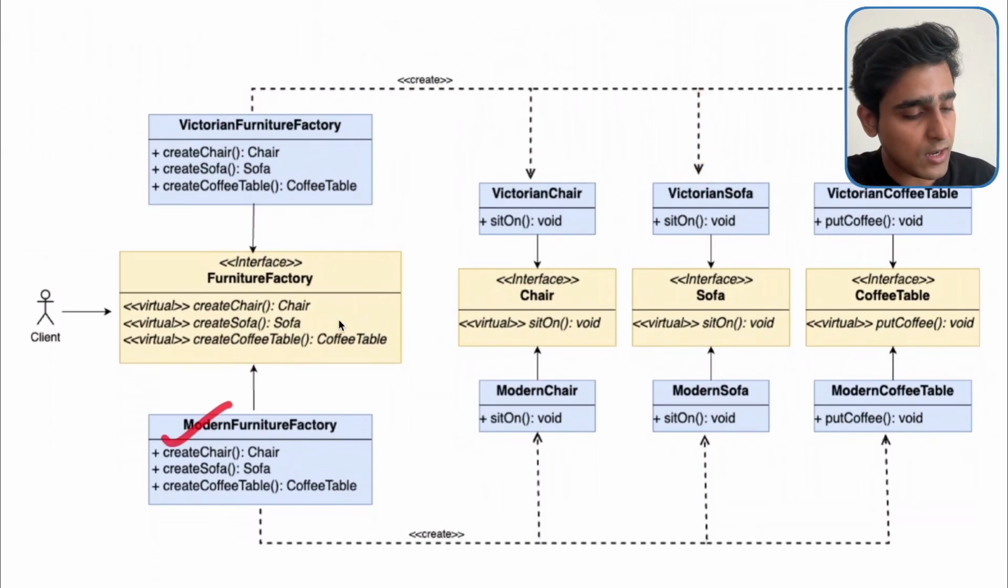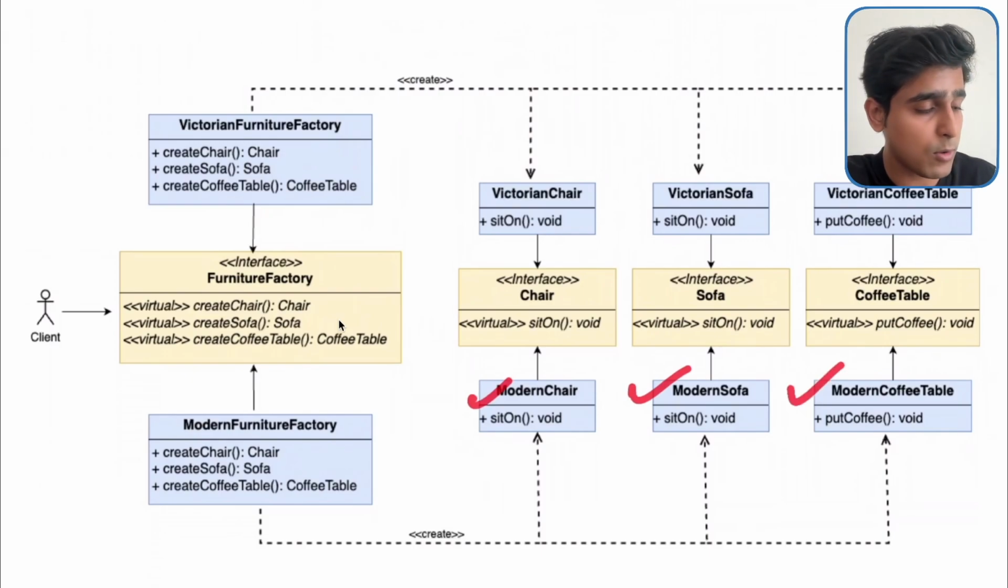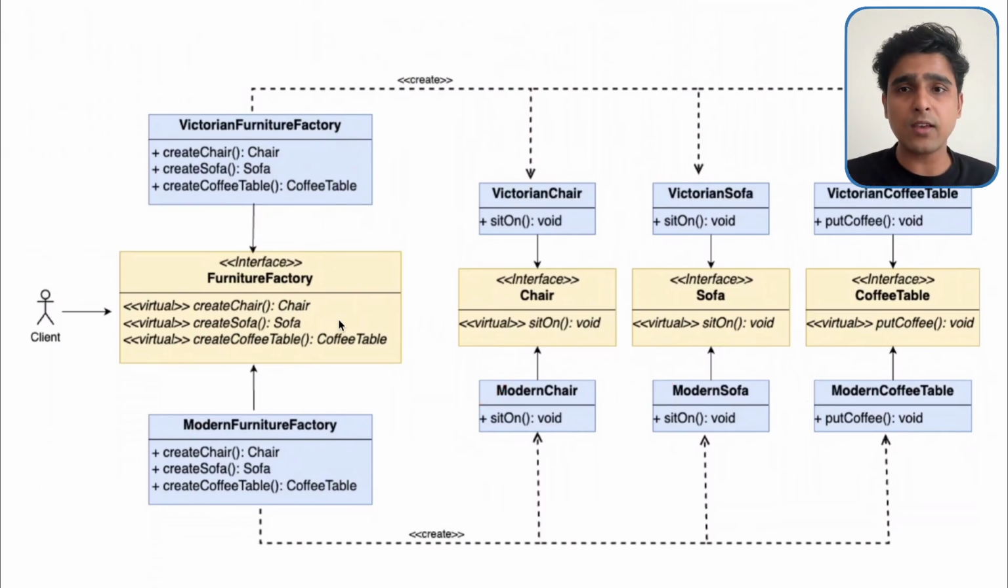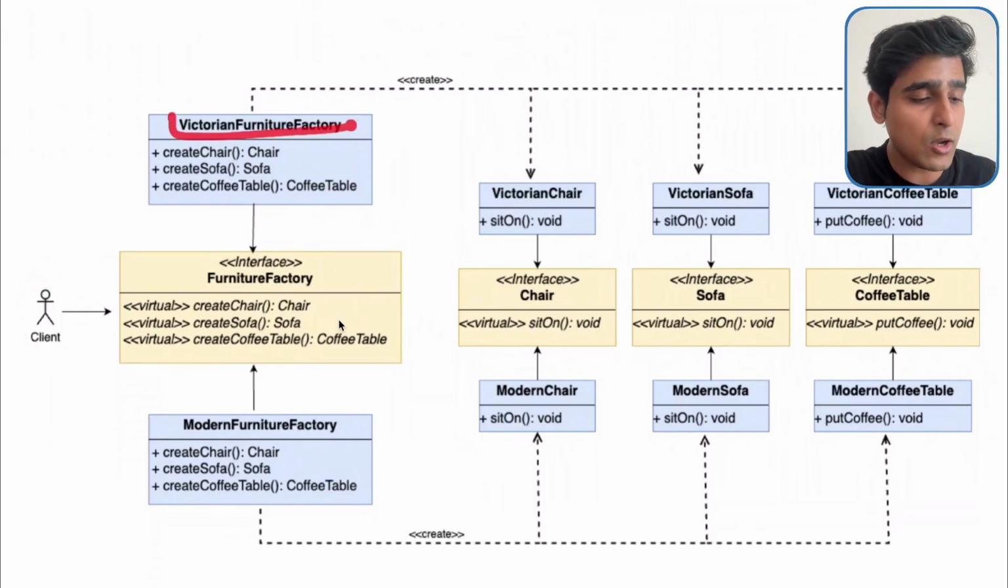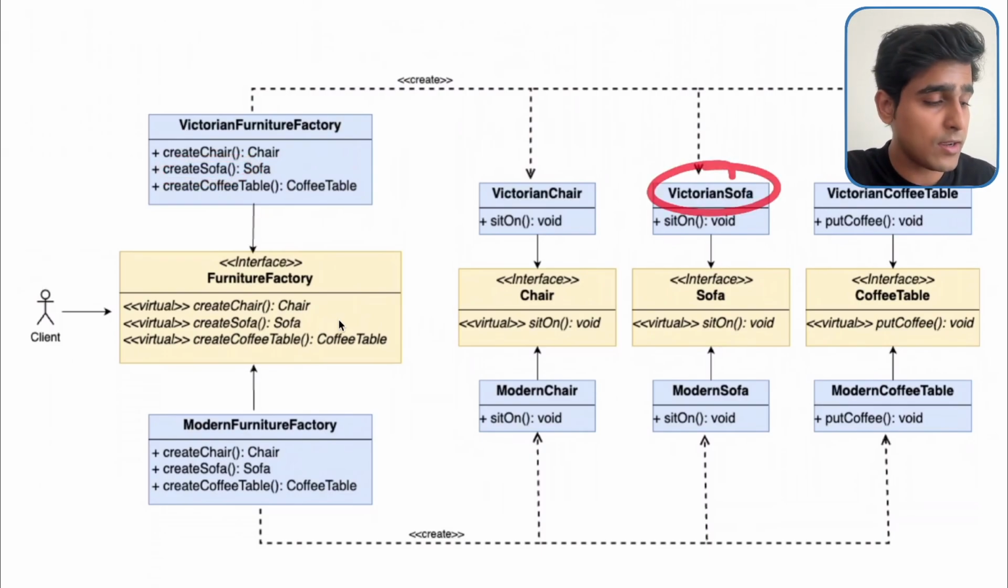Similarly, modern furniture factory will create the objects of modern furniture. So modern chair, modern sofa and modern coffee table. So with this, the client doesn't need to worry about which factory it is dealing with, and the factory will create which type of product. So for example, if a client gets a factory of Victorian type, whenever client will do create sofa, it will automatically get a Victorian sofa. It is guaranteed to get a Victorian sofa and not modern sofa.